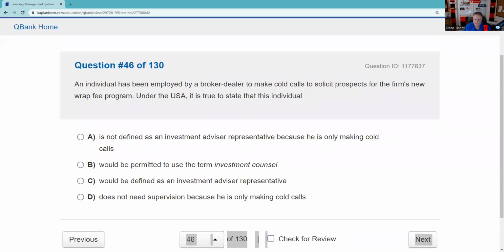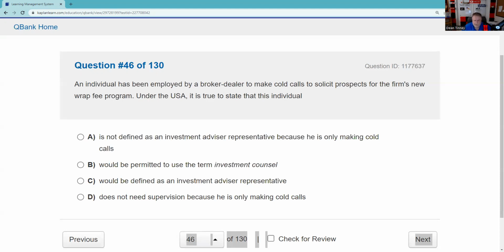Individual employed by a broker-dealer to make cold calls to solicit prospects for the firm's new wrap fee account. So a wrap fee is going to require the rep. We don't know anything yet about rep, but you're going to have to be duly registered. I would imagine a lot of you are taking this exam to sell wrap accounts, where we wrap our products and services of our broker-dealer and our affiliated investment advisory into a fee. And I have to give a wrap brochure.